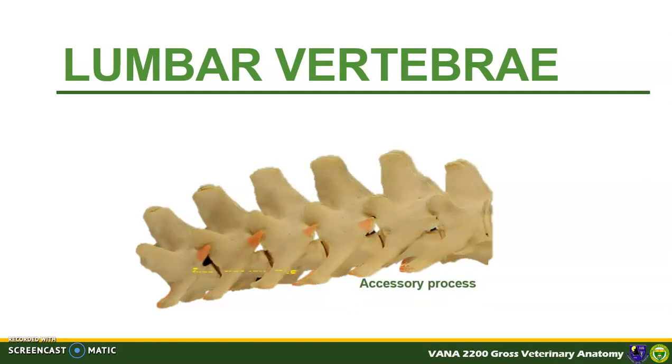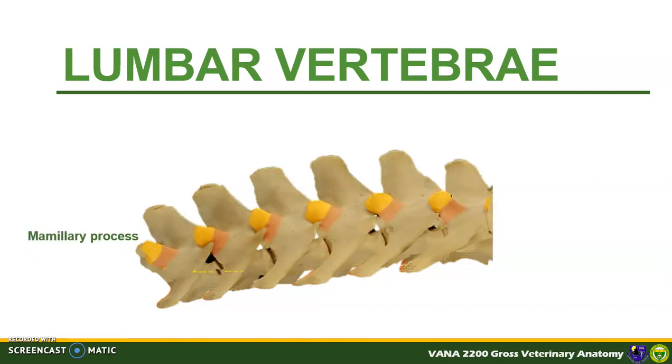Note that these are present from the mid-thoracic vertebrae to the lumbar vertebrae. This should not be confused with a ruptured intervertebral disc. They also have mammillary process which are present at the cranial articular processes.